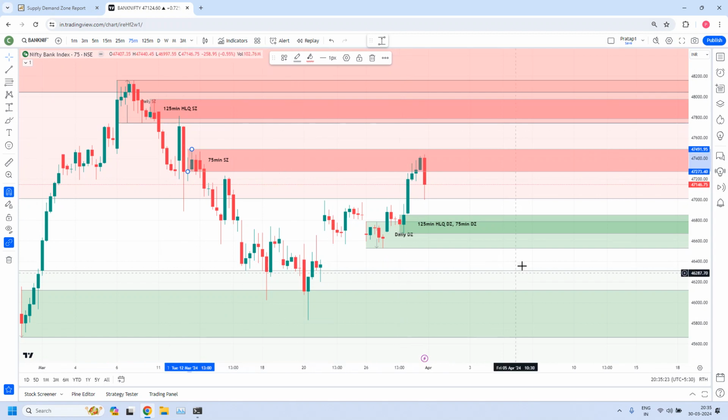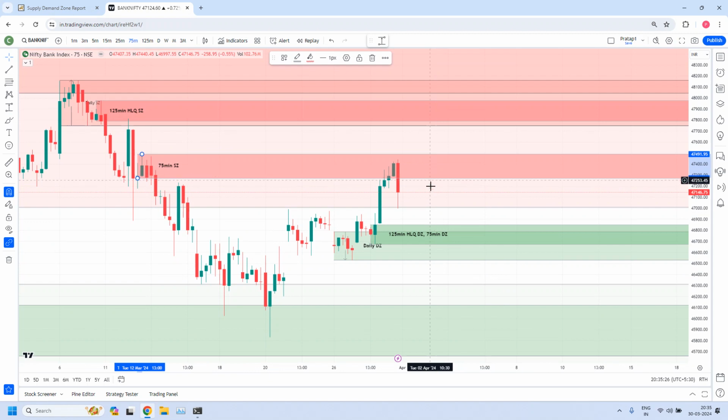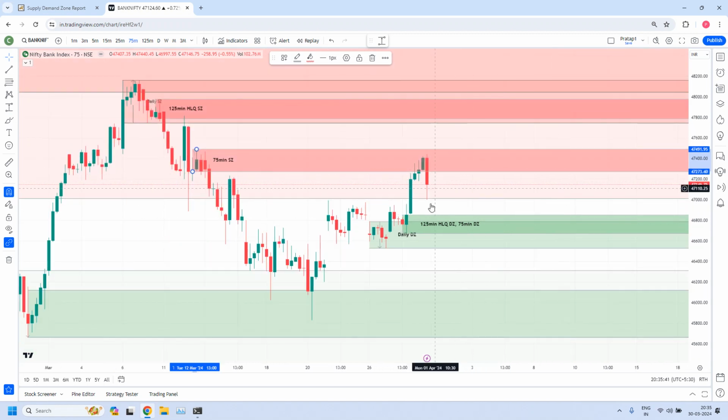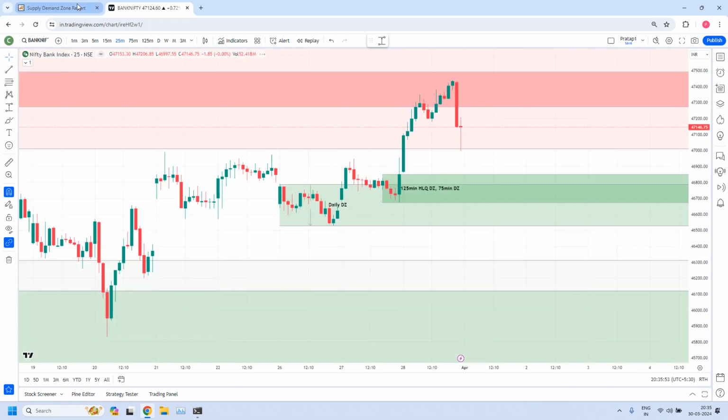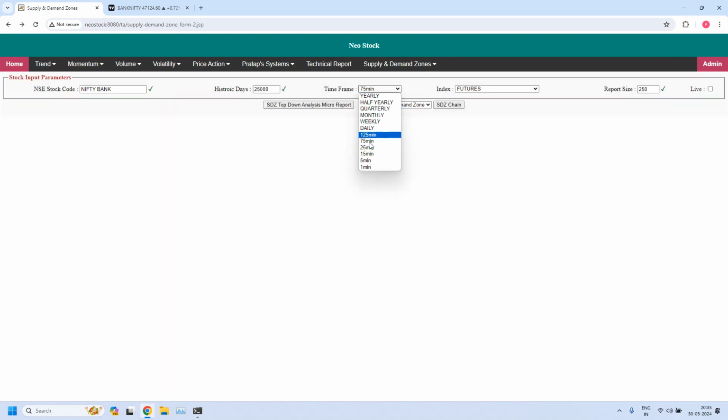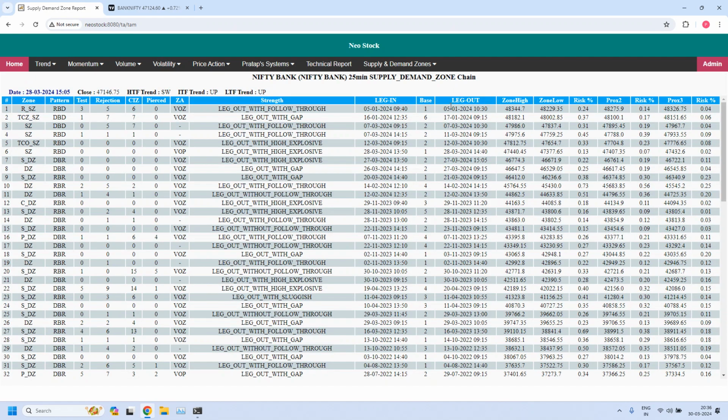Now we have completed up to 75 minutes. See how it is now narrowed down. The range is within these two levels, the 75 minutes supply zone and the 75 minutes demand zone, from your Monday trading point of view. This will be the range. If one of these levels is violated, then the range will change. Okay, now we will generate for the 25 minutes time frame. So let's go back, changing the time frame to 25 minutes, and I am generating the chain for 25 minutes. Now let us look for the immediately available zones.